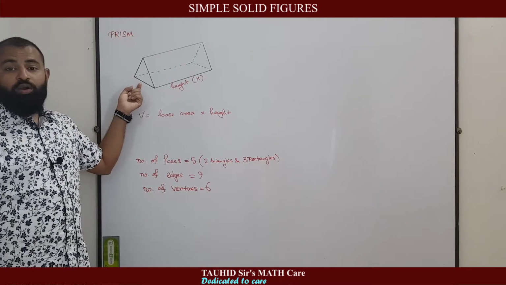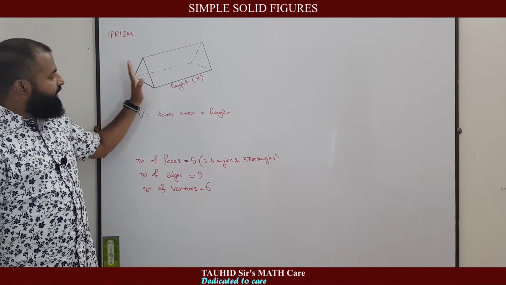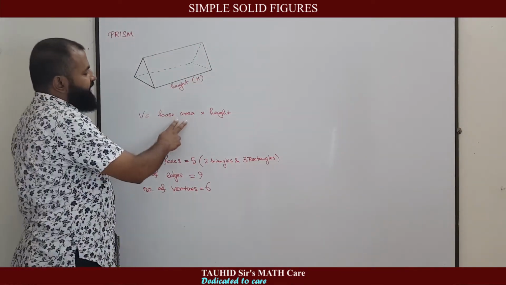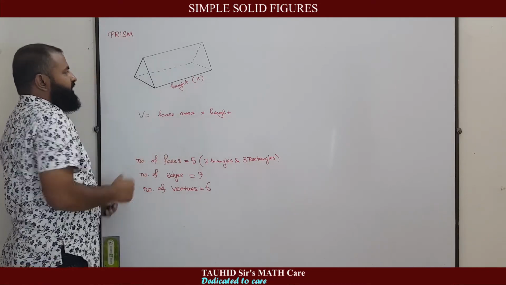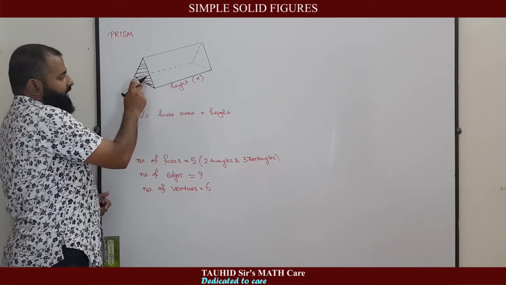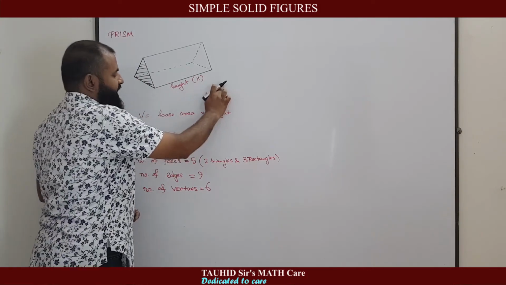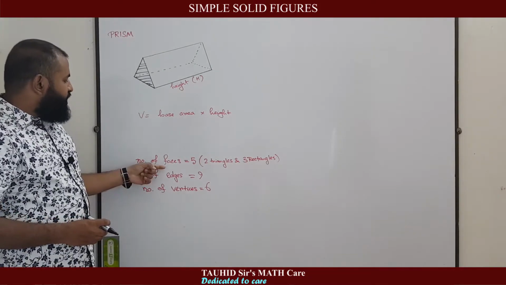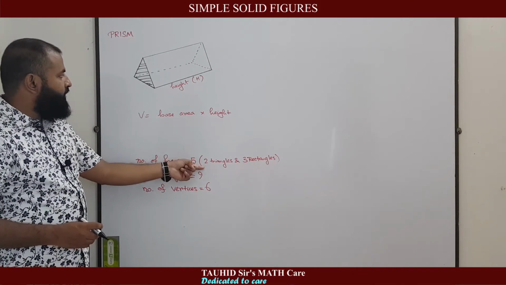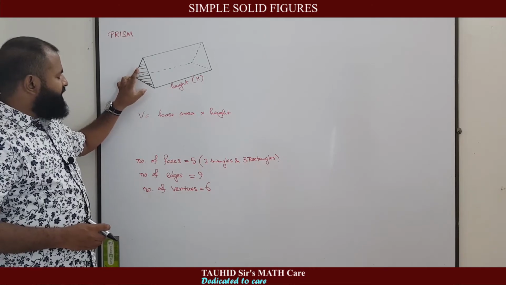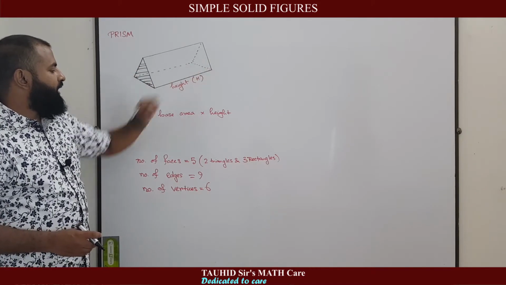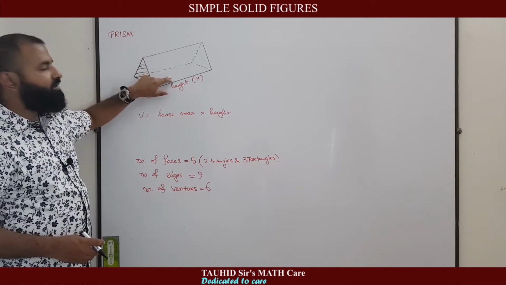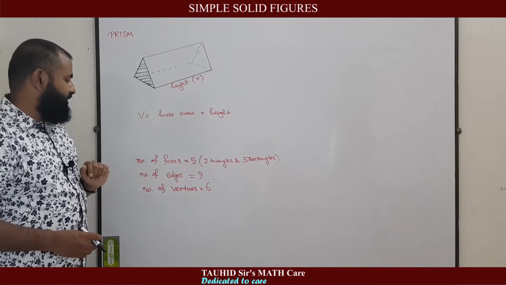This shape is called a prism, where a triangle extends to a height h. The volume of a prism is base area into height. Base area means the area of this triangle, multiplied by this height. In this way, we find the volume of the prism. The number of faces of a prism is 5. Among them, 2 faces are triangles, this one and this one, and 3 are rectangles: front face, back face and the bottom face.